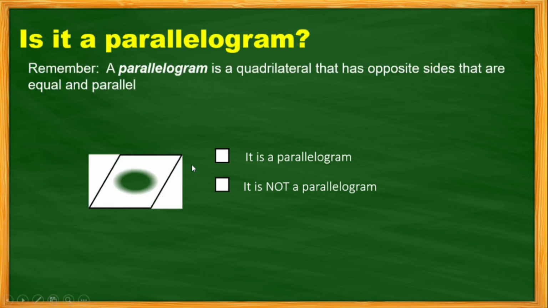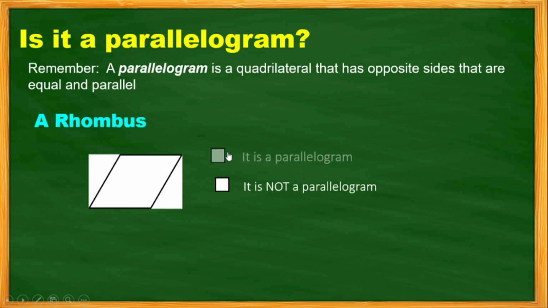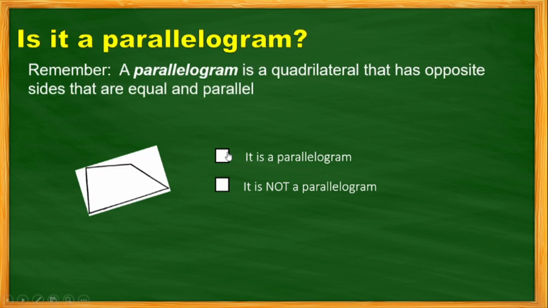And the next one is a rhombus. A rhombus is a parallelogram. Let's see, the opposite sides are equal. Yes, and they are also parallel. So this would be a parallelogram. Next, this would be a trapezium. Let's see the opposite sides. Are they equal? No. And they are not parallel. So this would not be a parallelogram.